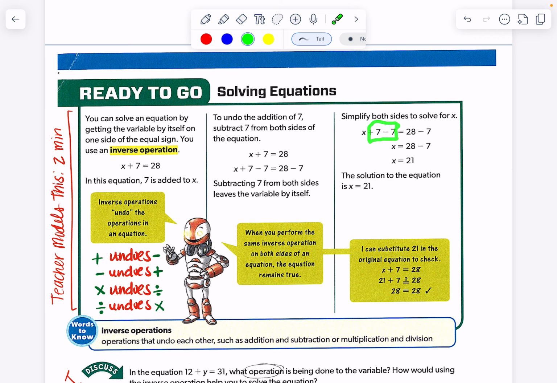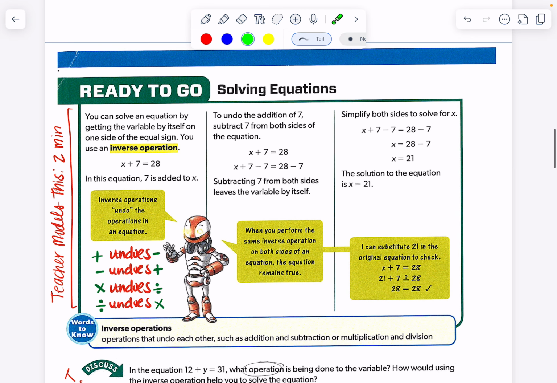So at first, the equation came adding 7. We went ahead and subtracted 7. We know that inverse operations undo themselves. So 7 minus 7 just gives us 0. Now that x is by itself, right? And then when we did 28 minus 7, we ended up with 21. So the solution to the equation is x is equal to 21.